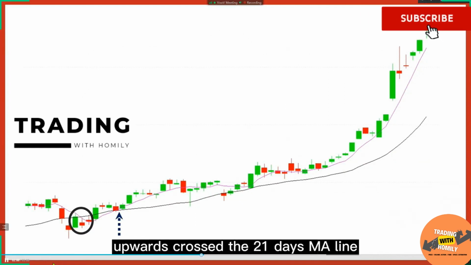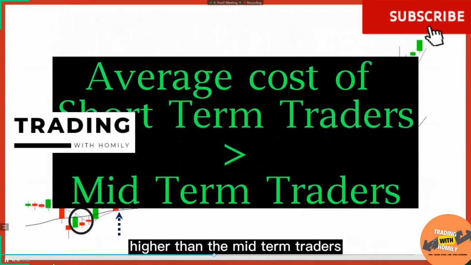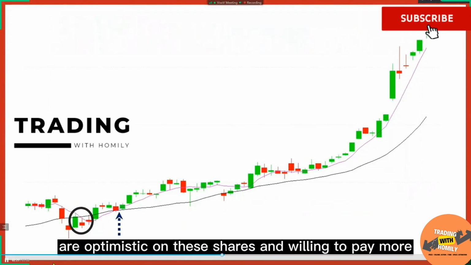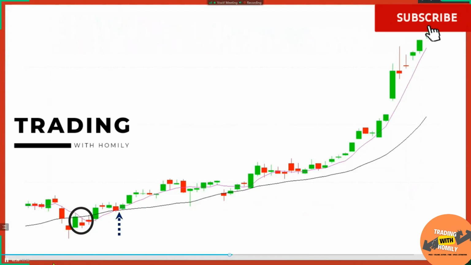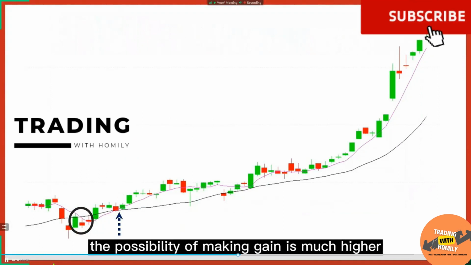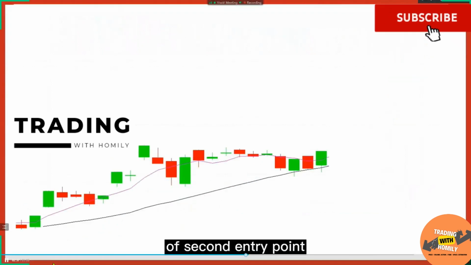When the 5 days MA line upwards cross the 21 days MA line, it indicates that the average cost of the short-term traders are now higher than the mid-term traders, which means that the short-term traders are optimistic on these shares and willing to pay more just to get them. That's the reason why, if we follow the entry here at this point, the possibility of making gain is much higher. Let's look at another chart for illustration of second entry point.